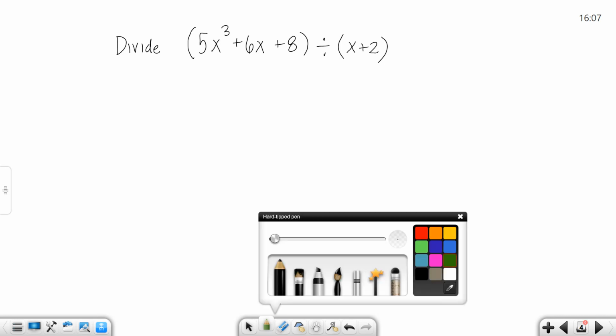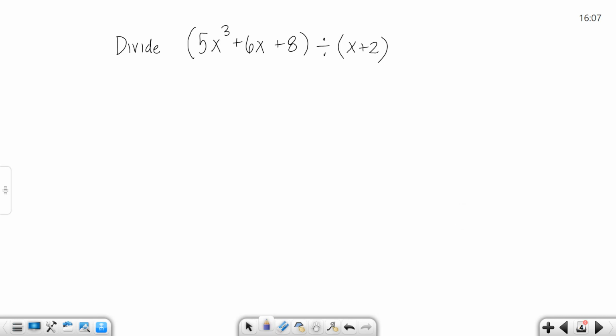So let's try one more of these synthetic division ones. I notice this time it is missing an x. And I also wanted to make sure we know what c was. My problem was divided x plus 2, so remember c has the opposite sign. C is going to be negative 2.